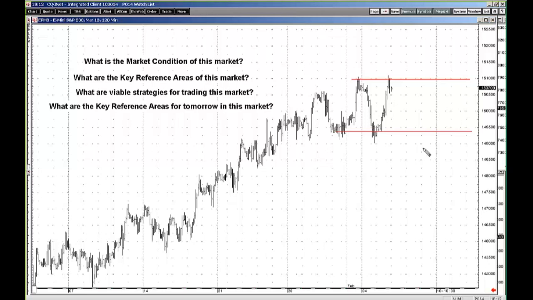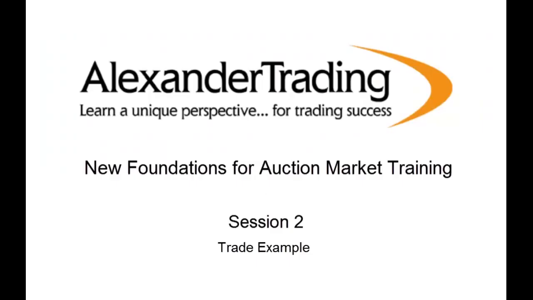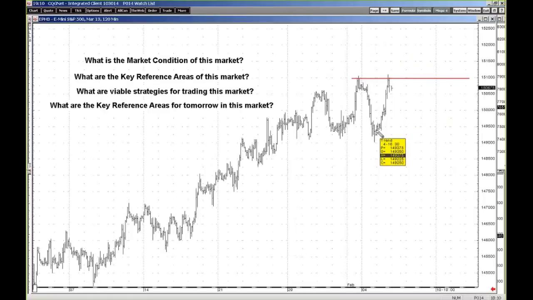But the point is that if you look at this chart through the lens of these auction market concepts, everything you need is right here in front of you to answer any question about what to do and why, the potential risk of any particular scenario, as well as the potential return. So let me throw this out: if I go short here, right now, where's my stop?